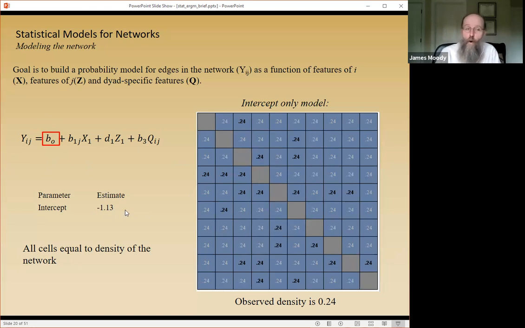Every edge is exactly equal to every other edge. That's because there's only one parameter in this model. So this model describes a world in which every edge is equally probable. So this is just an Erdos-Renyi random graph where you flip a coin, on and off, at 0.24, and you hit as often as you miss. So it's not a very informative model.